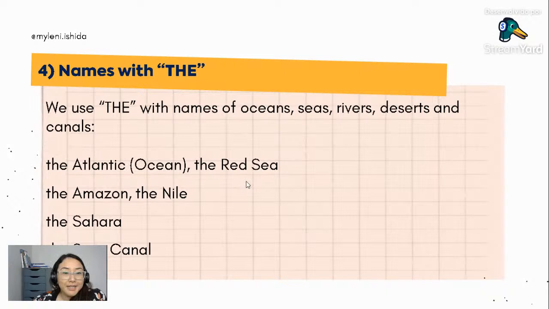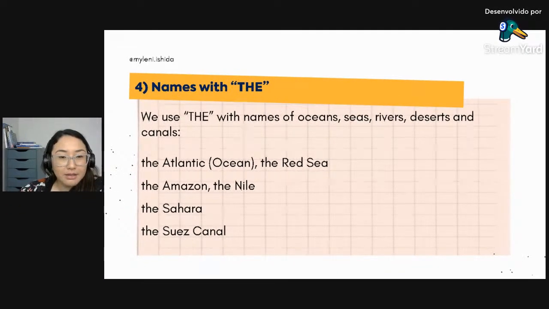Okay, there are other names that I forgot. We use them with names of oceans, seas, rivers, deserts, and canals, okay? When you think about water, we are going to use the definite article. The Atlantic, the ocean. The Red Sea, the Amazon, the Nile, the Sahara, the Suez Canal, right?